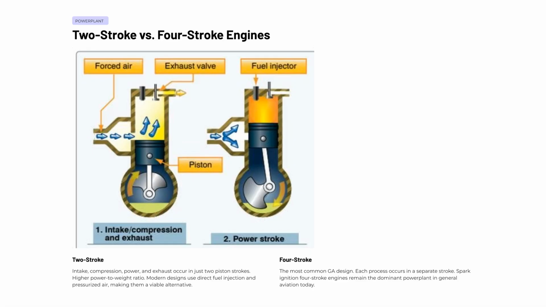The 4-stroke engine, however, remains the dominant power plant in general aviation today. In this design, each process, intake, compression, power, and exhaust, occurs in its own dedicated stroke, resulting in smoother, more efficient operation. Spark ignition 4-stroke engines are what you will most commonly encounter throughout your training and career in general aviation, so developing a thorough understanding of how they operate is essential to becoming a competent and safe pilot.